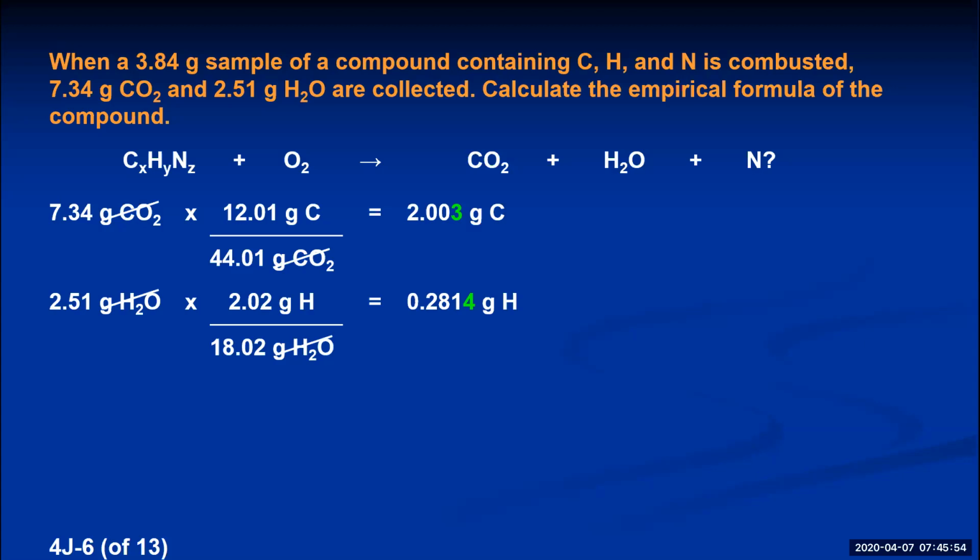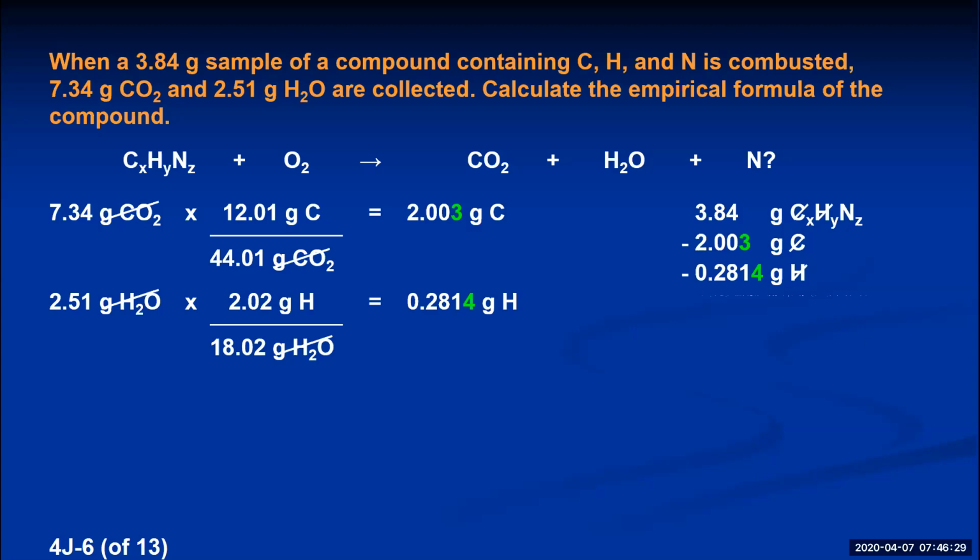Now, how are we going to get the nitrogen information? Well, they gave us one more bit of information that's really significant. They actually weighed out the sample before they combusted it. If the sample weighs 3.84 grams, and that's the mass of the compound of carbon, hydrogen, and nitrogen, and we've just figured out how much of that is carbon if we subtract out 2 grams from that, and we know how much is hydrogen if we subtract out the mass of hydrogen, we're getting rid of all of the carbon and all of the hydrogen in the compound. What's left over? It has to be the mass of the nitrogen.